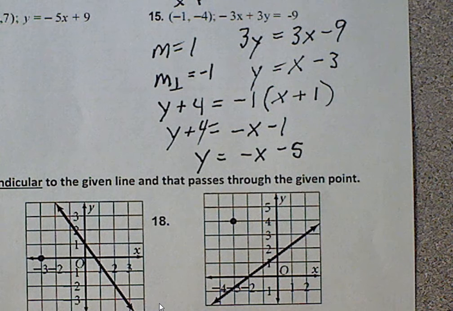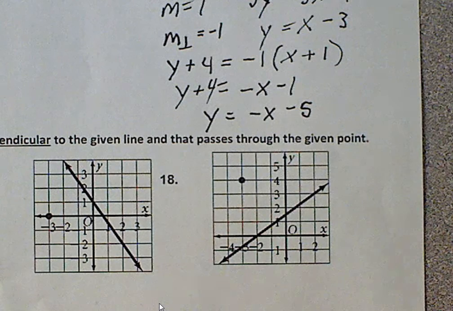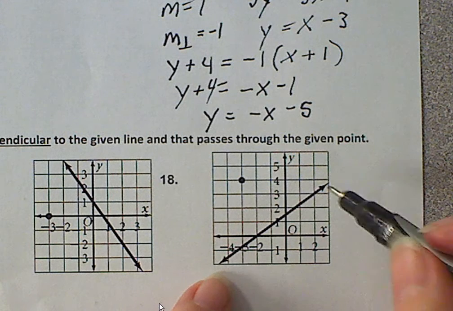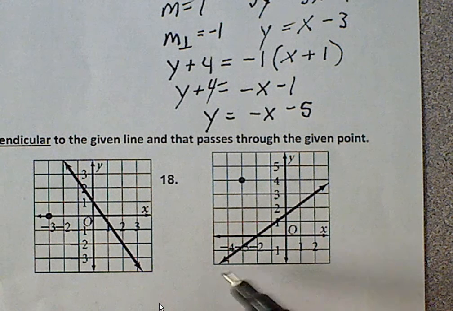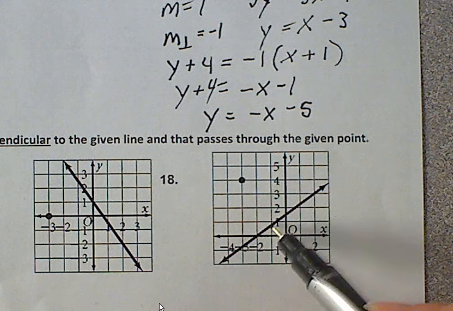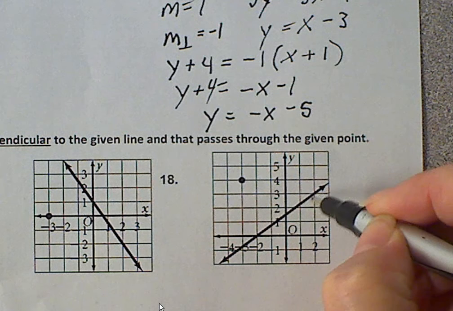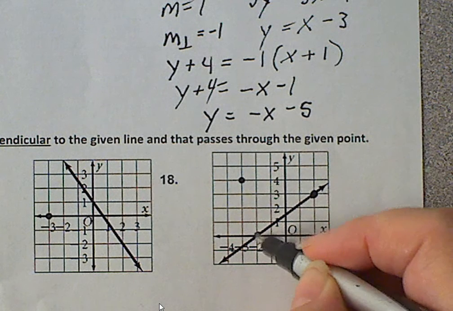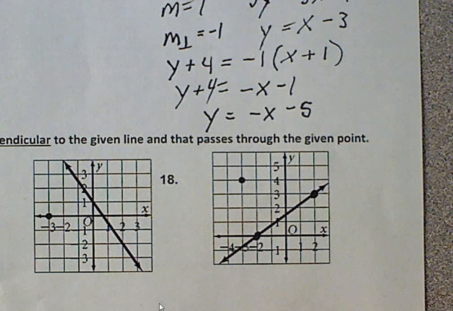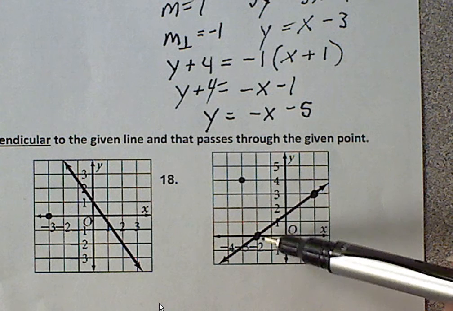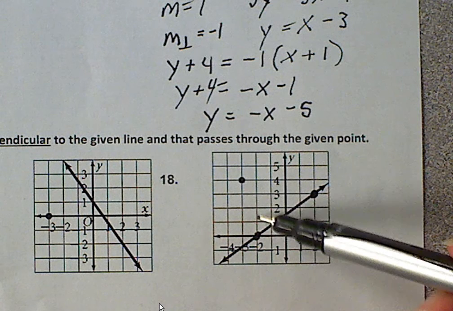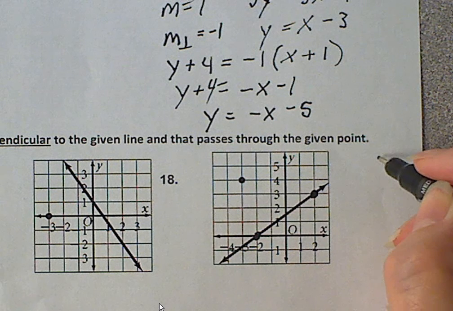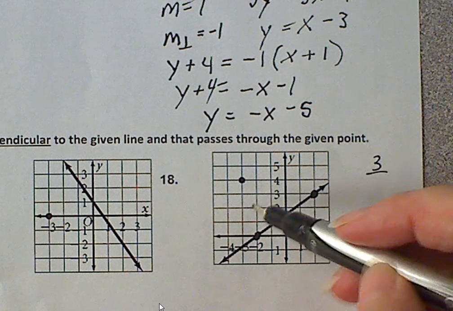How do you find a slope of a line? You have to find 2 points. Every single one of these is a point, but it's easier if you find a point where they cross. So here's one, and there's one. So if we go 1, 2, 3, I have a rise of 3, a run of 1, 2, 3, 4.